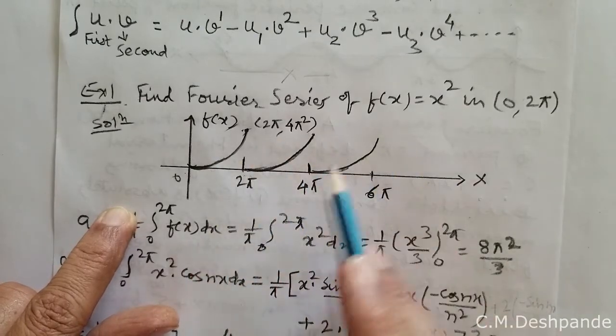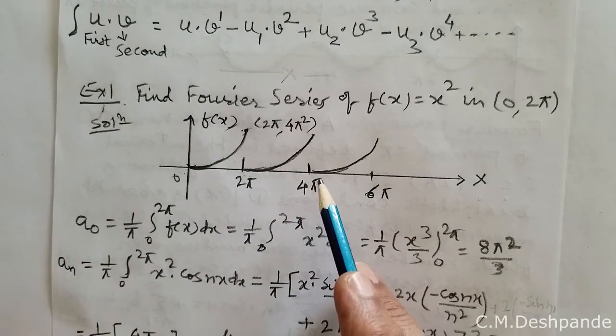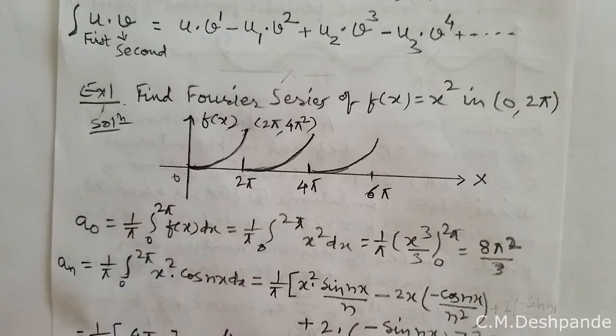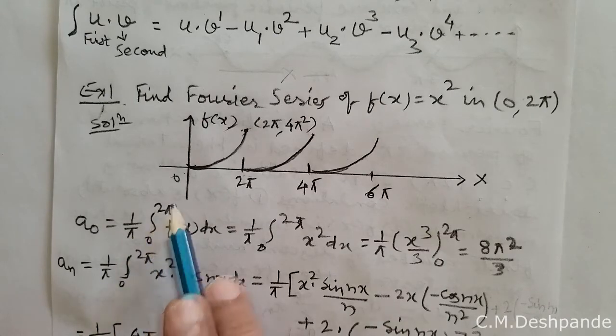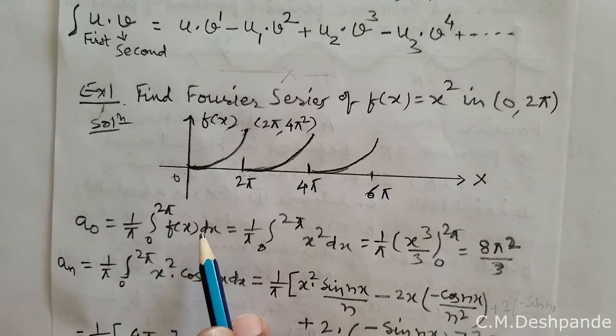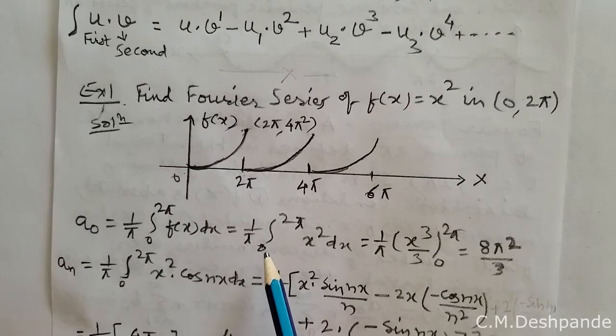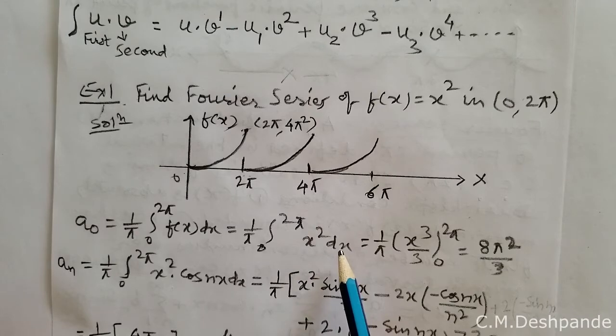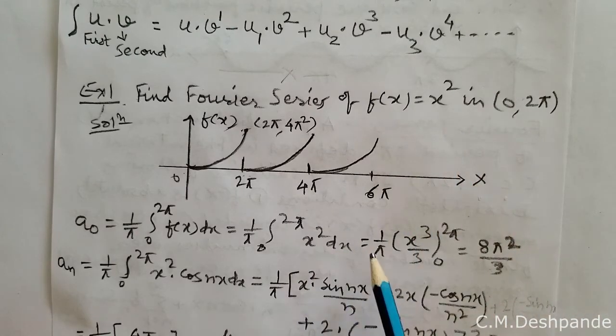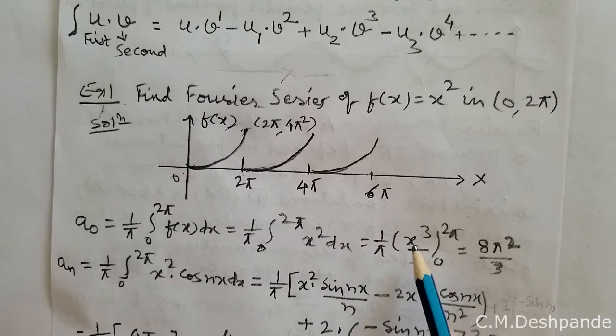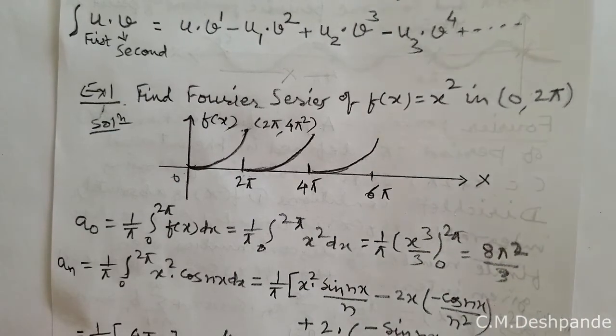So this is a periodic function, and to find the Fourier series of any periodic function, find a0, an and bn. a0 equals 1 by pi integration from 0 to 2 pi over the given interval f of x dx, equal to 1 by pi integration 0 to 2 pi x square dx, replacing the value of f of x. Then integrate: x square gives x cube by 3, with limits from 0 to 2 pi. Replace x by the upper limit, the cube of 2 pi becomes 8 pi cube, and 8 pi cube upon pi becomes 8 pi square upon 3. So this is the value of a0.